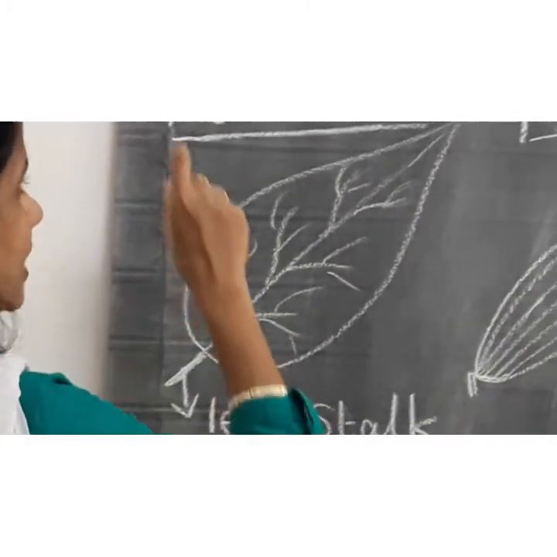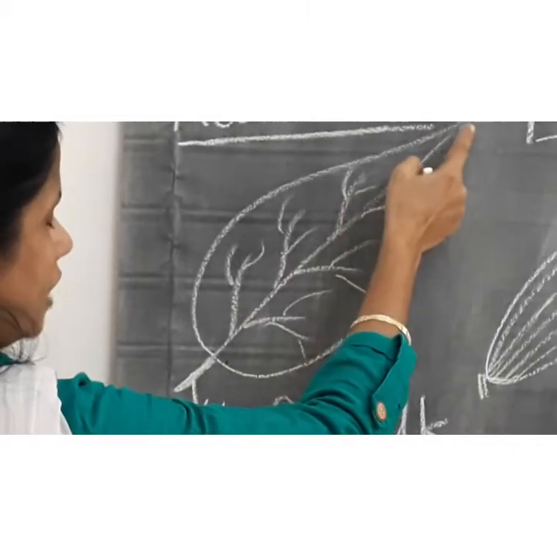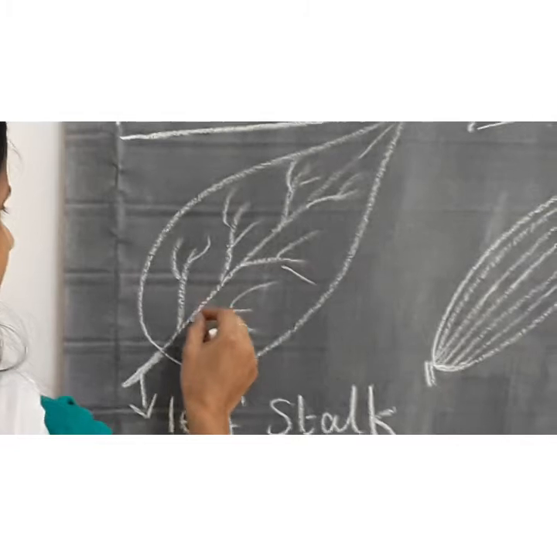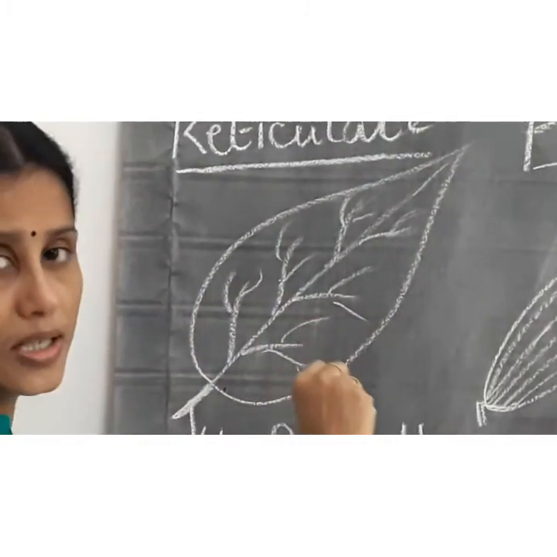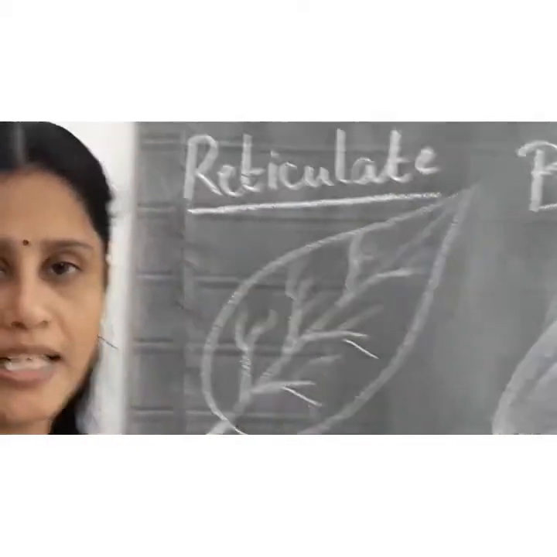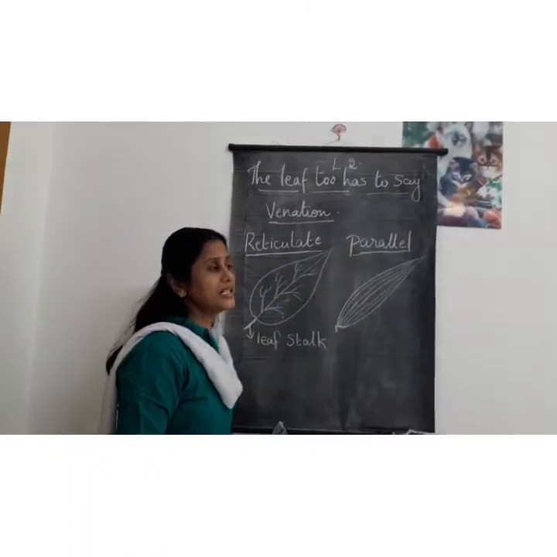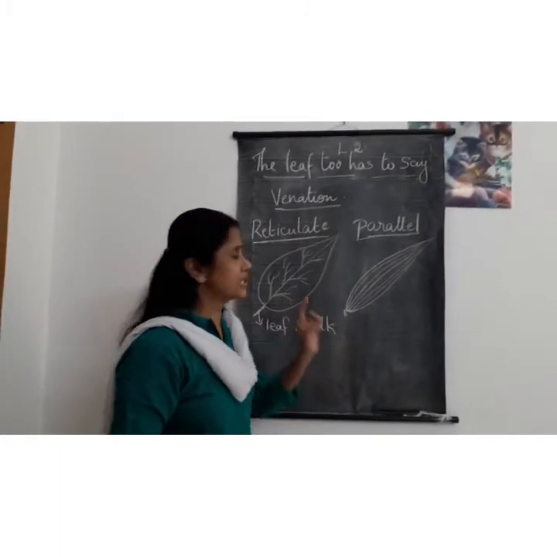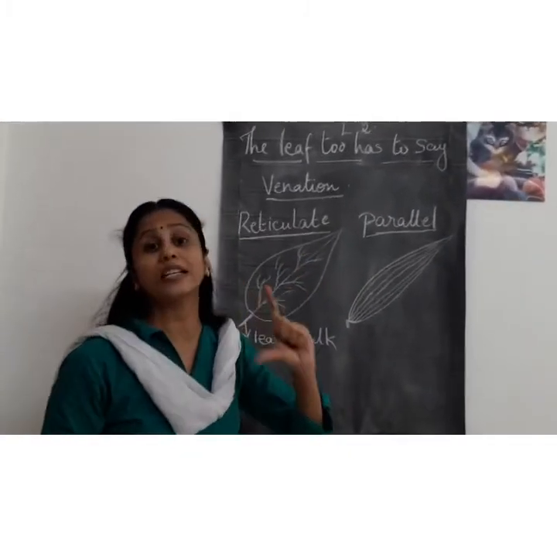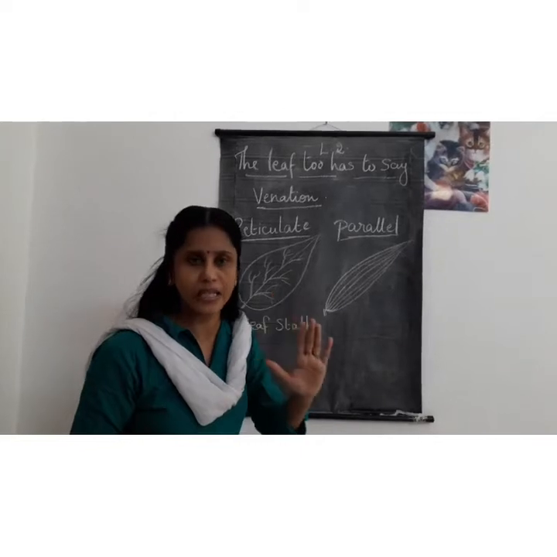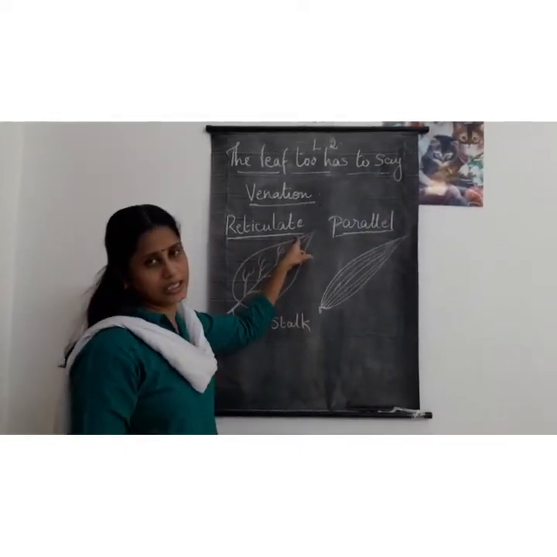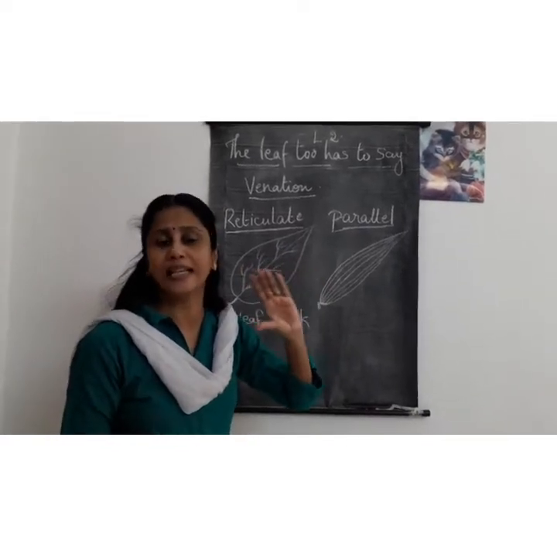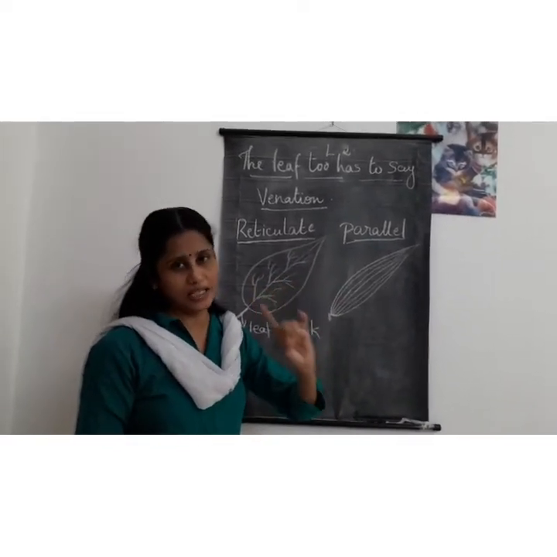So in reticulate venation, one main vein will be there, and this main vein is attached to small veins which are connected like a network. So what is reticulate venation? Reticulate venation means the network-like arrangement of veins in a leaf. Just like a network, isn't it? The network-like arrangement of veins in a leaf is called reticulate venation.